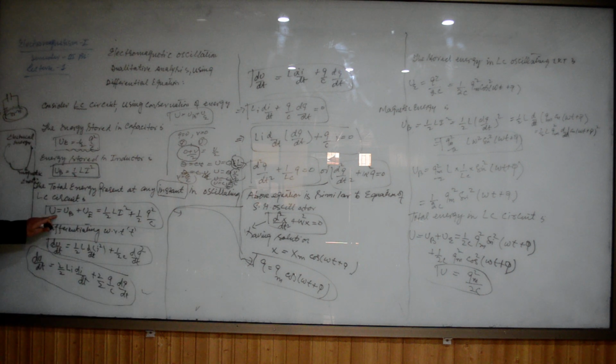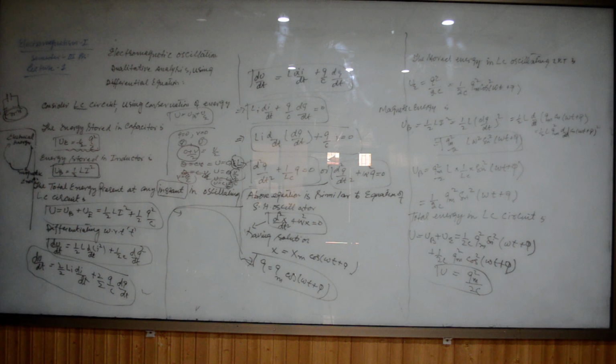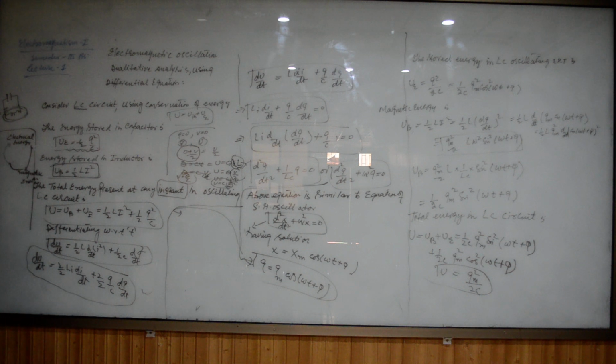So U is the total energy in this case, U is equal to UB plus UE. If I call it maximum energy, then either UE will be 0 or UB will be 0. But this is the energy at any instant, the total energy. Energy is oscillating between electric and magnetic energy. So 1 by 2 Li square is the energy stored in the magnetic field, and 1 by 2 Q square by C is the energy stored in the electric field.